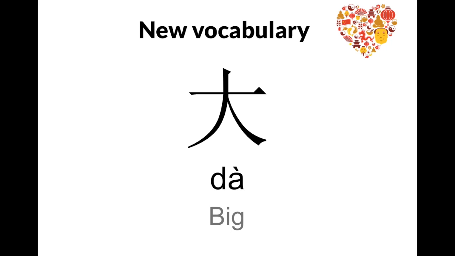大, fourth tone, big or large. This is simply 人, meaning person, with two arms, showing a person that is trying to be as big as possible, stretching out both the arms wide. So 大, big.